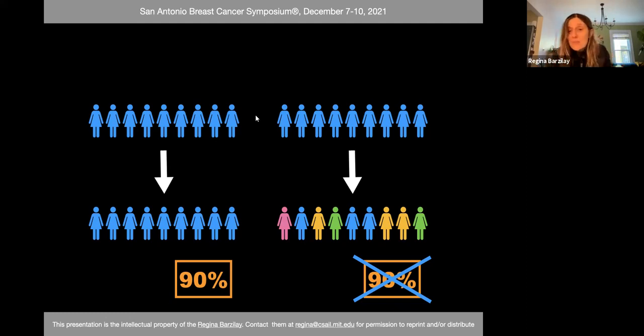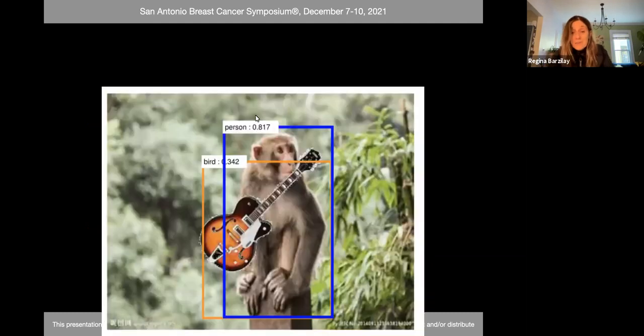Maybe we train it on MGH, but now we're applying it in some community setting, or maybe we're applying it to patients of different ages or races. But then whatever performance we observed when we trained and tested it on the same distribution may not necessarily hold.